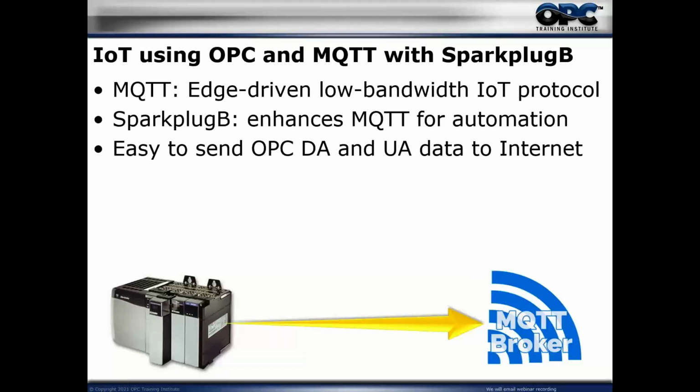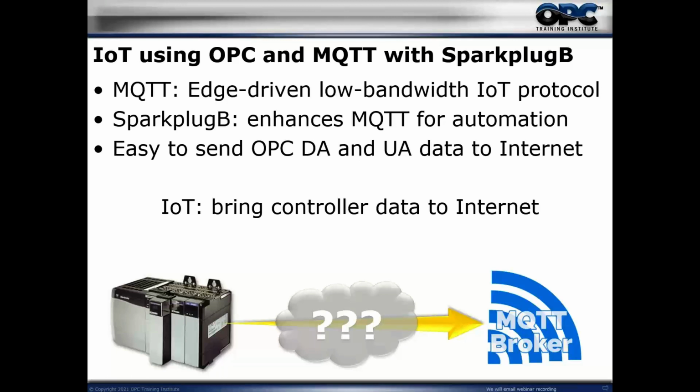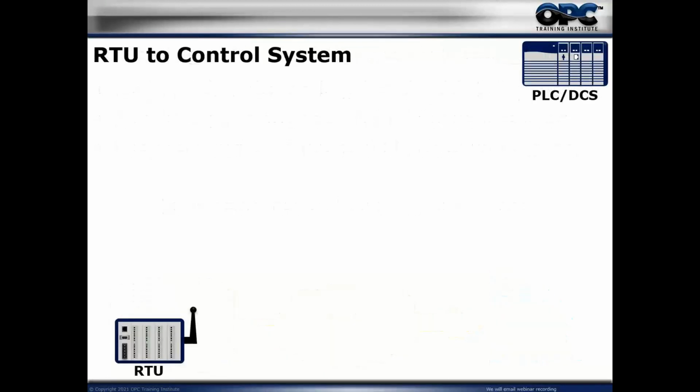Now, SparkplugB and MQTT really make it easy to send OPC DA and UA data to the internet. It also makes it very easy to receive messages from remote devices to our OPC products. And again, that's what we'll see here. So the question is, how do we get OPC, or I should say controllers, to MQTT? Let me show you 3 slides here showing some very, very common scenarios.